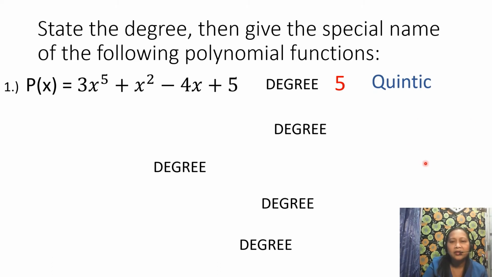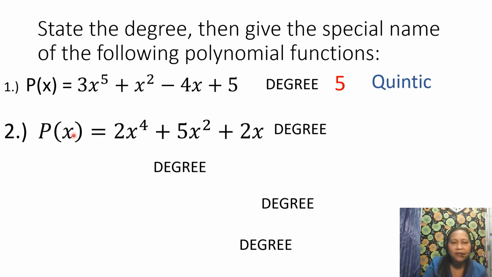The second example is P of x is equal to 2x to the power of 4 plus 5x squared plus 2x. What is the degree? Observe what is the highest exponent. So the highest exponent is 4. So therefore the degree is 4. And the special name of this polynomial function is quartic.